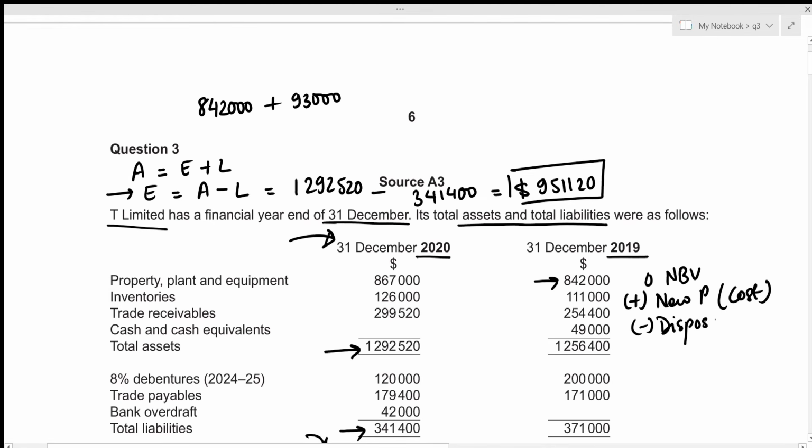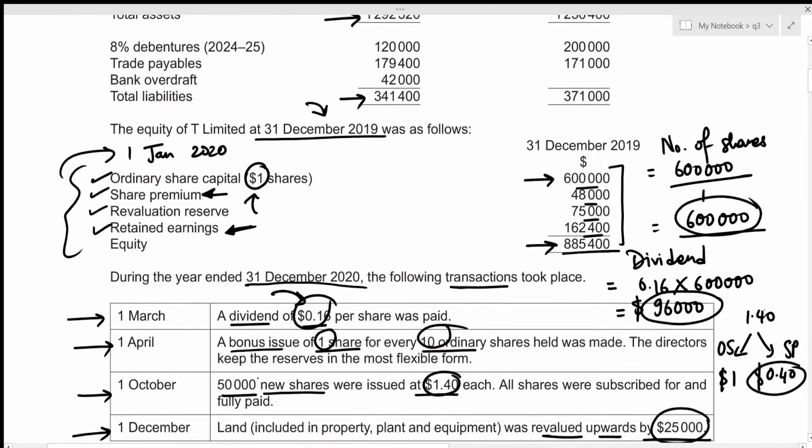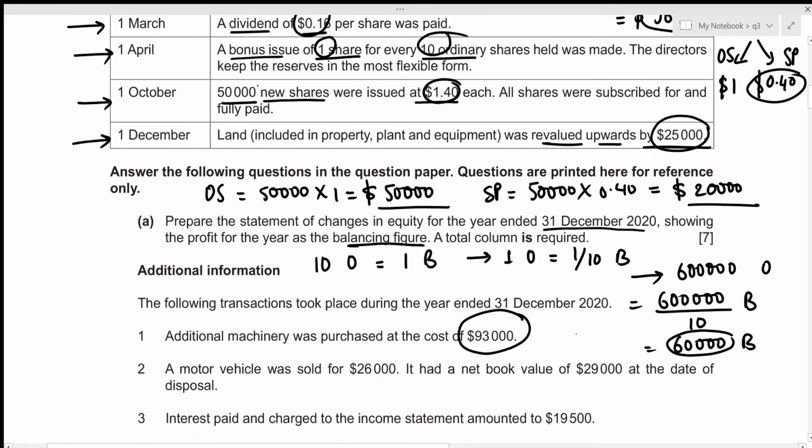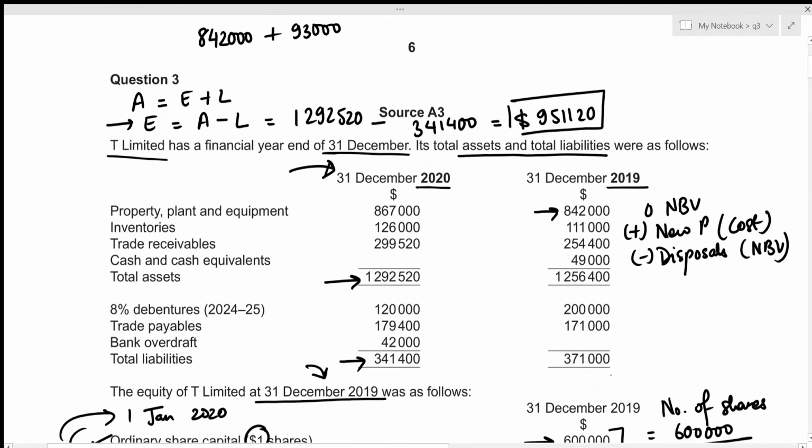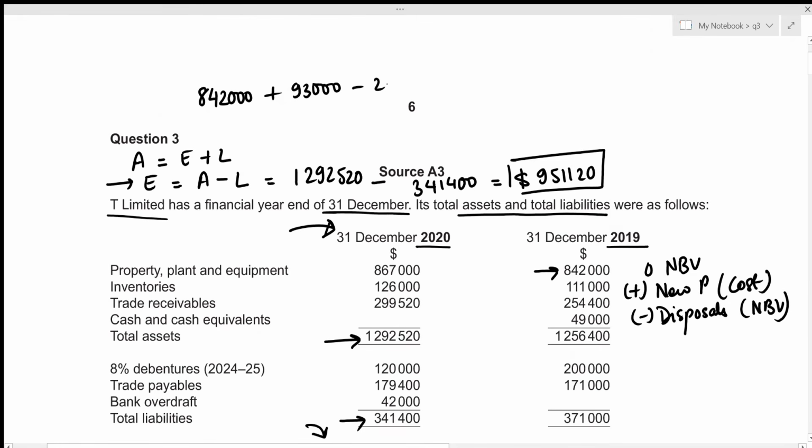And disposals are to be subtracted at their net book value. We were also told that a motor vehicle was disposed, which had the net book value of 29,000. So we have to subtract this value of 29,000 as well. That's minus 29,000. And the next step would be to subtract the depreciation charge for the year. We are trying to figure it out. And this gives the closing net book value, which in this case is the net book value at 31st December 2020, which amounts to 867,000.